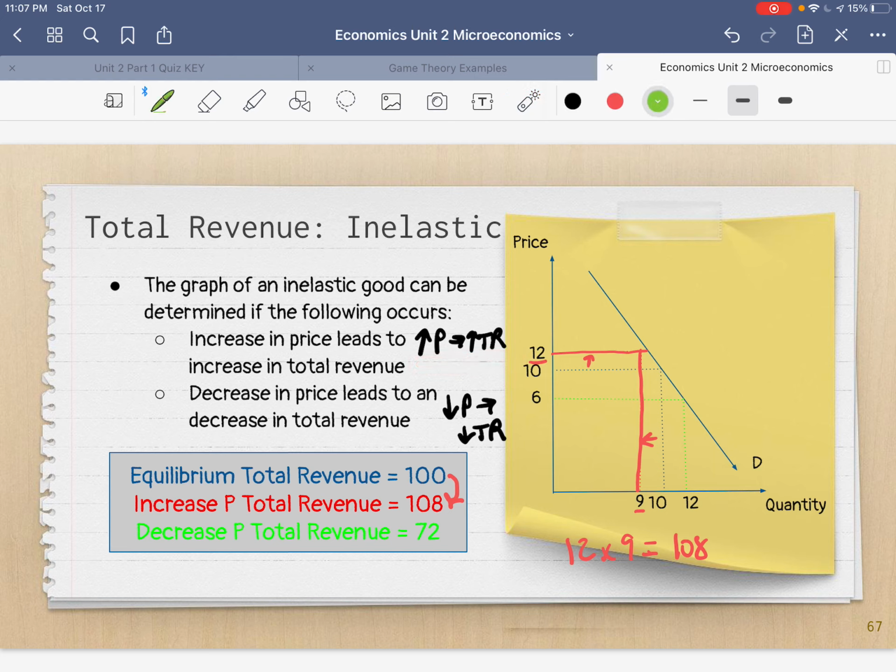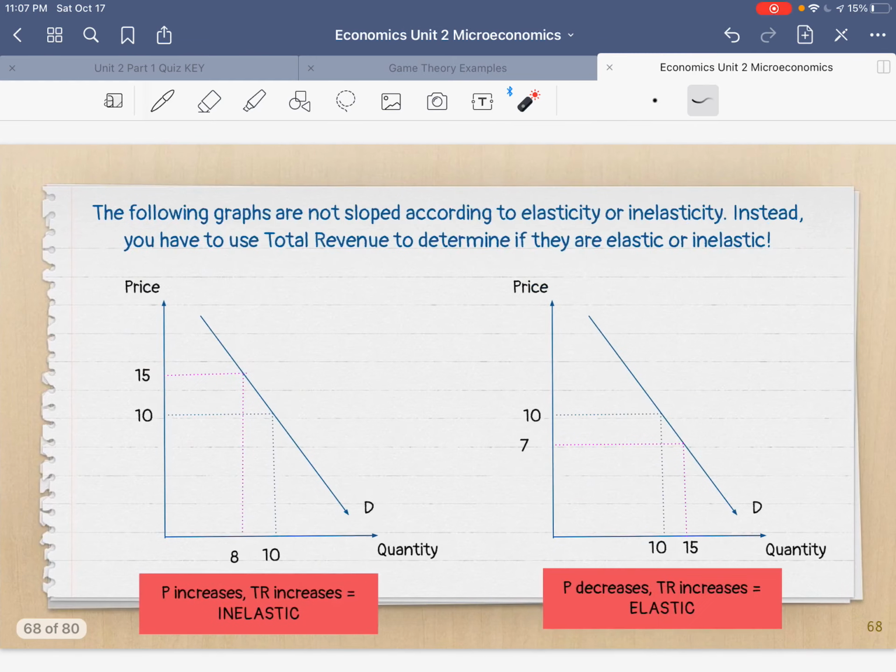Now let's do the opposite. I decrease my price, made it 6, go over and down, and the quantity is 12. 6 times 12 equals 72. So what happened from my equilibrium? My equilibrium was 100. It went down to 72. That means it's inelastic. A decrease in price leads to a decrease in total revenue. All right, let's do some practice problems.